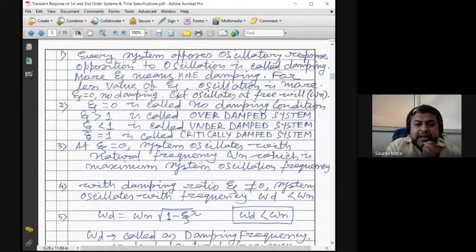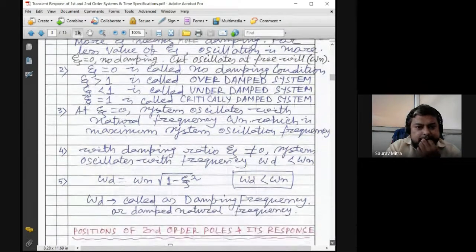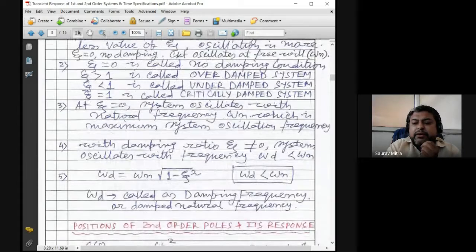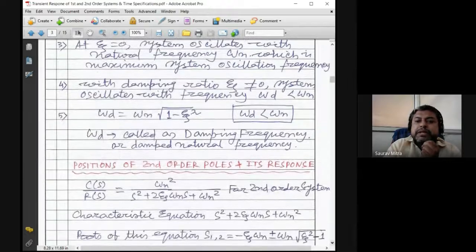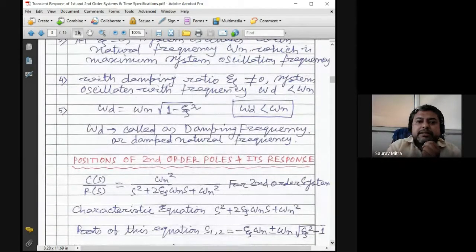So it is written that at zeta is equal to 0, that means when there is no resistance in the circuit, the natural frequency omega n is 1 by root LC. The circuit will oscillate at the output. With the damping ratio increased, the system oscillates with frequency omega d. So initially there is no R, omega n. Now a little bit of R I am inserting in the system. So first omega 0, R 0, zeta 0, undamped.